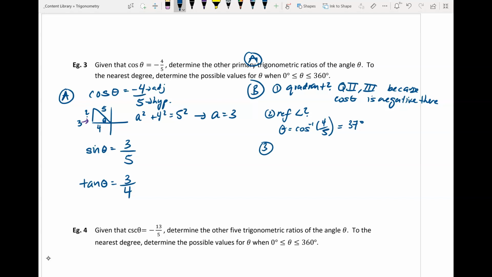Then I'm going to find the specific angles in quadrants 2 and 3. To find an angle in quadrant 2, it's going to be 180 minus our reference angle, which is 143. And then to find an angle in quadrant 3, that'll be 180 plus the reference angle, which is 217. So our angle then is 143 and 217.